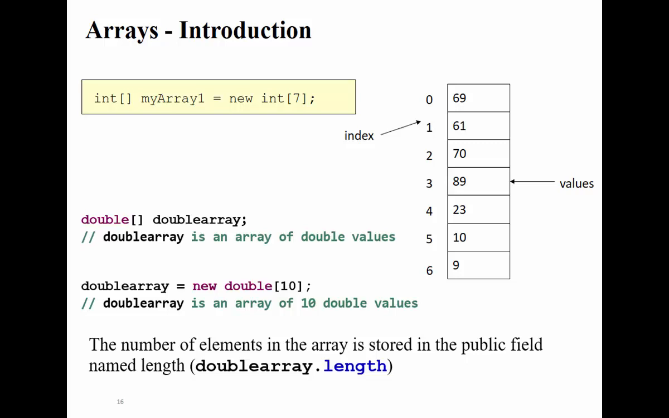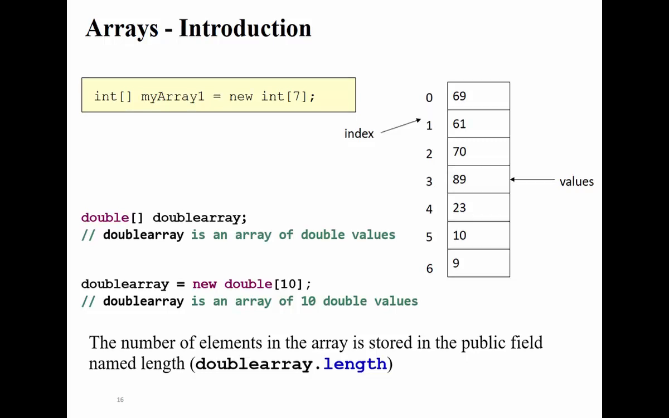And this is readable only. We cannot change it. We cannot set it. Say double array dot length is equal to 11. I'm assuming that I will increase the length of the array by 1. No. Once you create it and say new double of 10, it will set the value for double array dot length, and this value will be equal to 10.